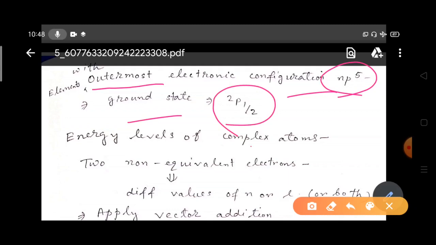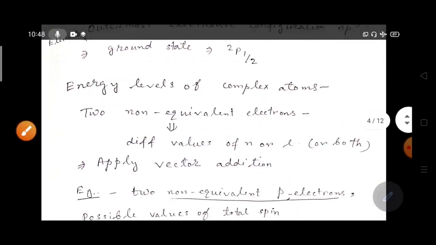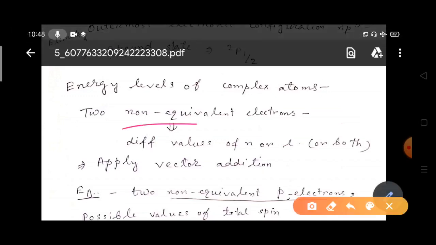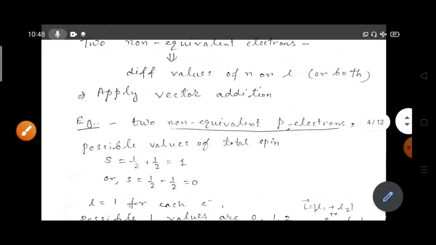Energy levels of complex atoms, if they have two non-equivalent electrons. Non-equivalent means different values of n and L, or both can be different. Either n can be different, L can be different, that is the principal quantum number is different, the azimuthal quantum number is different, or both can be different. You have to do the vector addition. How do you do that?